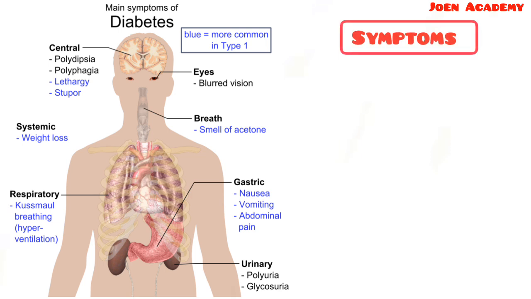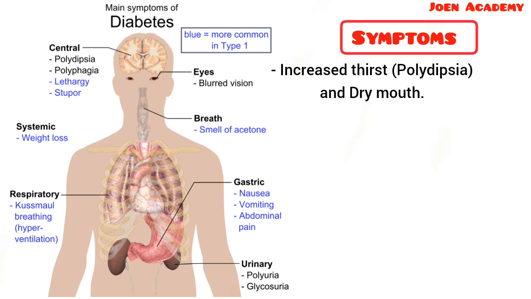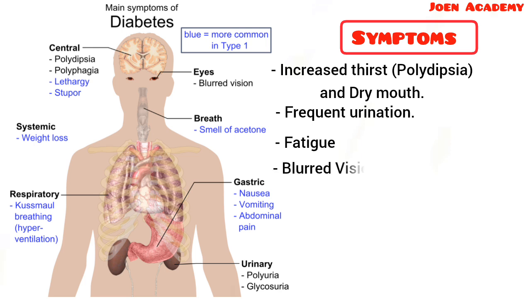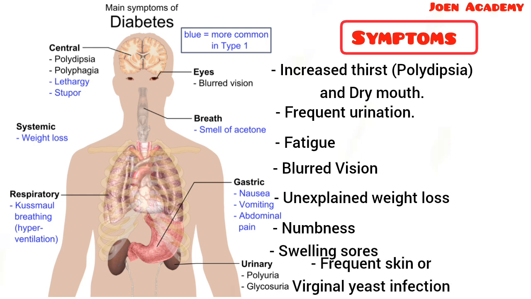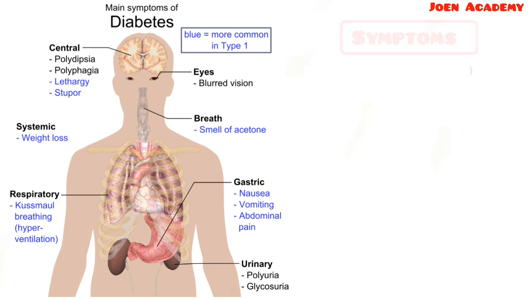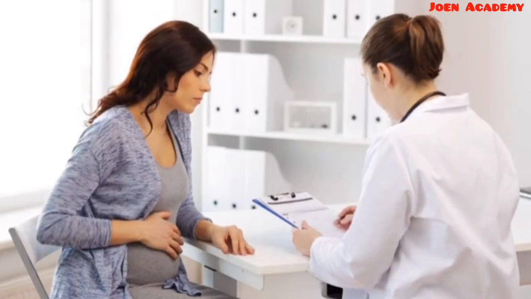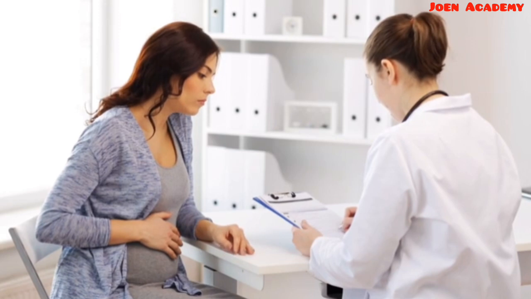Let's look at the symptoms and causes of diabetes. Symptoms of diabetes include increased thirst, that is polydipsia, and dry mouth, frequent urination, fatigue, blurred vision, unexplained weight loss, numbness or tingling in the hands or feet, swelling, slow-healing sores or cuts, and frequent skin or vaginal yeast infections. It is important to talk to a healthcare provider if an individual or a child has these symptoms.